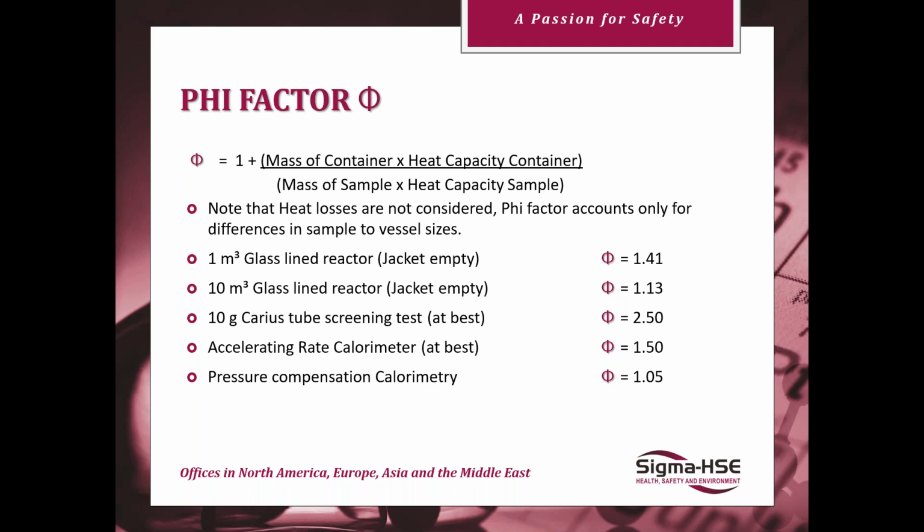Now, we'll talk about some of our tests. We've got the Carius tube screening test, which has a relatively high phi-factor of around 2.5. We've got our accelerating rate calorimeter, and we're at 1.5 phi-factor at that point. And we have our pressure compensation calorimetry as an example, which is much closer to 1. Now, 1 is the best position you can be in, basically, to transfer your CRH analysis data to large-scale reactor. So 1.05 is really good.